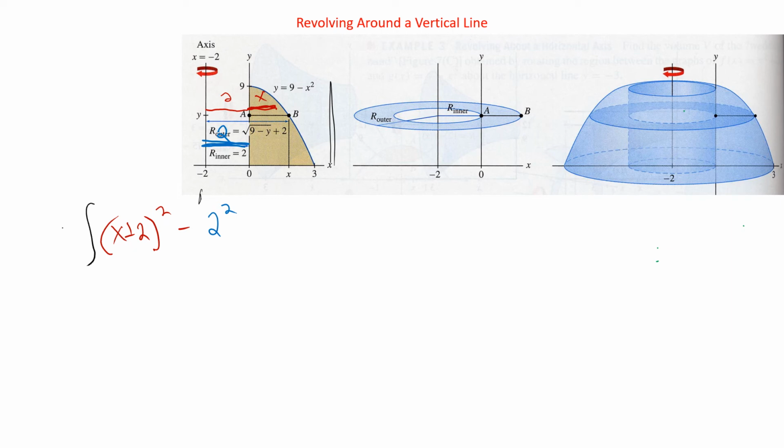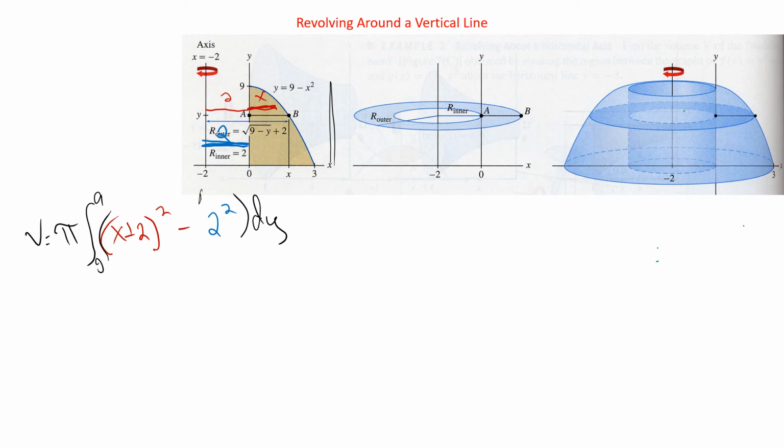Going to have pi times the integral from something to something dy. So where do these hit? It's going from 0 to 9, because when x equals 0, y equals 9 minus x squared equals 9. So we'll go from 0 to 9. And that's going to be our volume, equals that. Now we're going to substitute in for y.